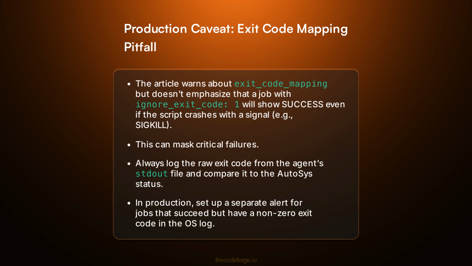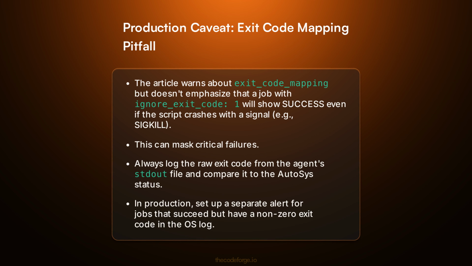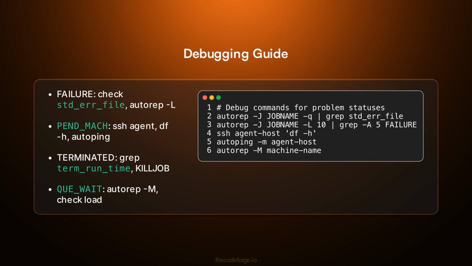The article warns about exit code mapping, but doesn't emphasize that a job with ignore exit code one will show success even if the script crashes with a signal, e.g., SIGKILL. This can mask critical failures. Always log the raw exit code from the agent's stdout file and compare it to the AutoSys status. In production, set up a separate alert for jobs that succeed but have a non-zero exit code in the OS log. Here's a quick debugging guide.